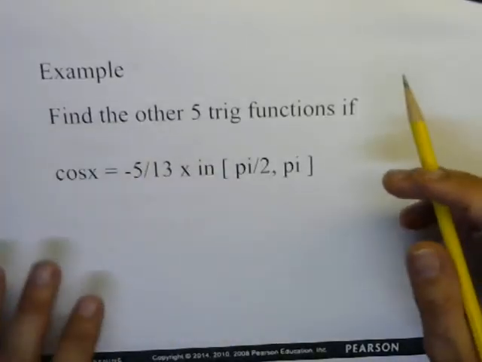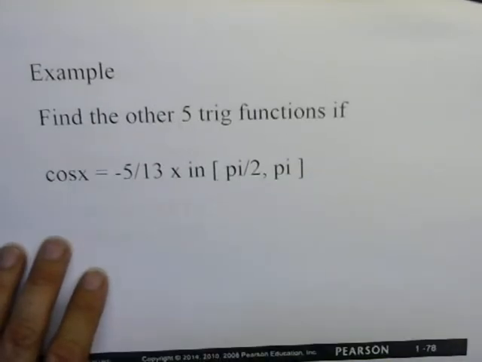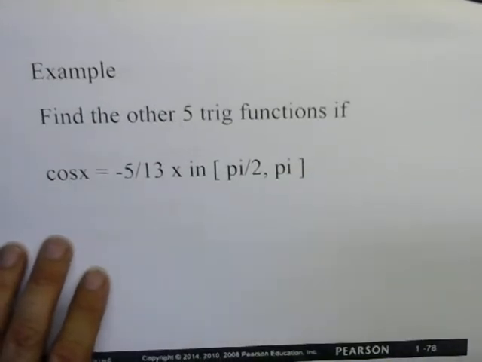So let's look at an example here. So let's say that we know that cosine of x is equal to negative 5 over 13.